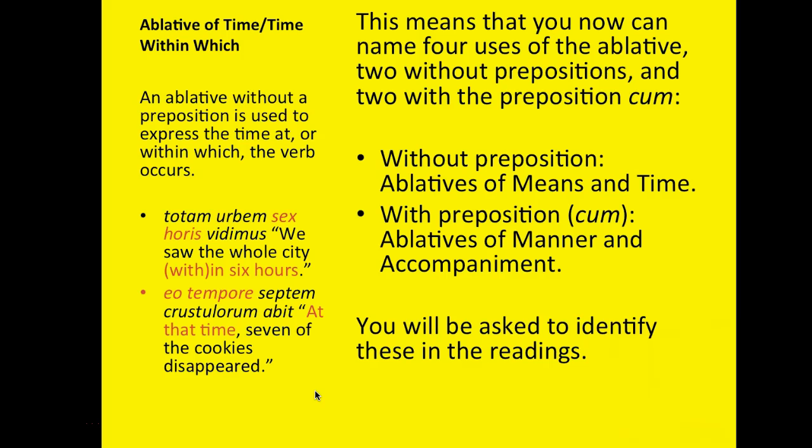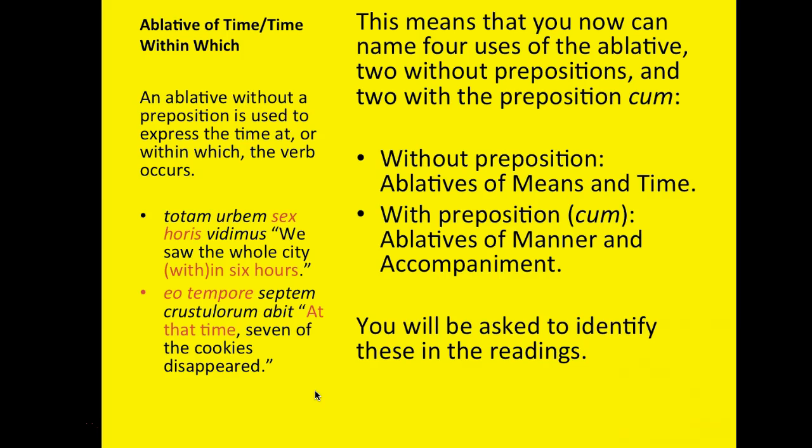The last thing you learn in this chapter is another kind of ablative. And this is an ablative of time. There's two kinds of expressions of time. One is time within which, it's the time at or within which the verb happens, and that's in an ablative. Later we'll get to a duration, an extension of time for how long. That's a different kind of expression. In Latin that occurs in the accusative case. But for here we're concentrating on an ablative.